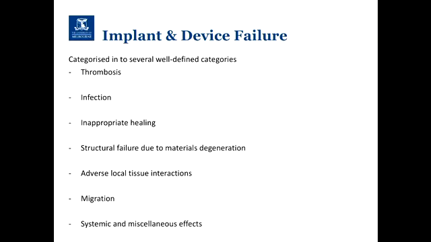So now we'll spend a little bit of time going through why devices fail and then what happens to them when they fail. Devices that have failed can be categorised into 7 well-defined categories. So your thrombosis, we've gone through. If a device fails because of that, it could be thrombosis, it could be occlusion, or an embolism.